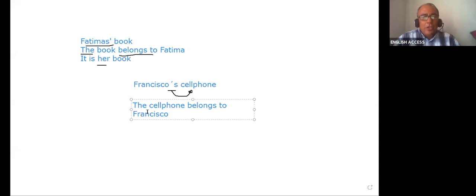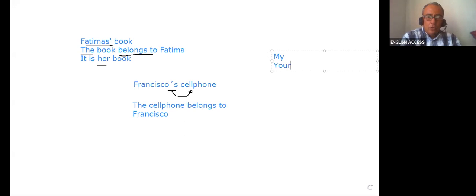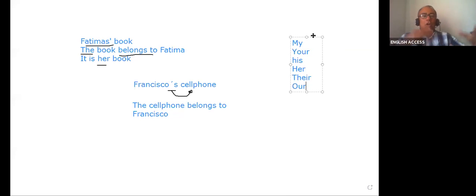And with that, we are using the article and the phrase belongs to, that shows possession. In the book, we are also using possessive adjectives. Possessive adjectives are the ones that I show you: my, your, his, her, their, and our. Remember those possessive pronouns, those possessive adjectives? We are combining those only to show possession.